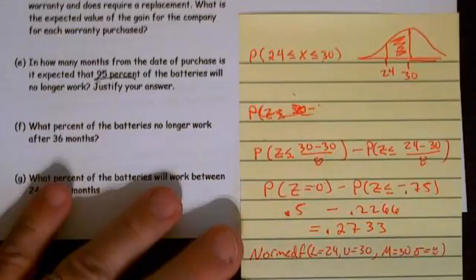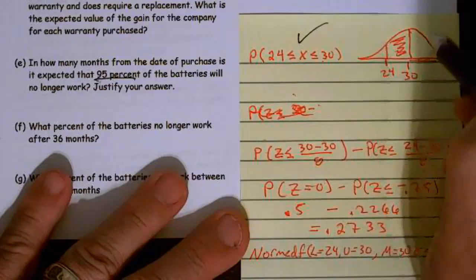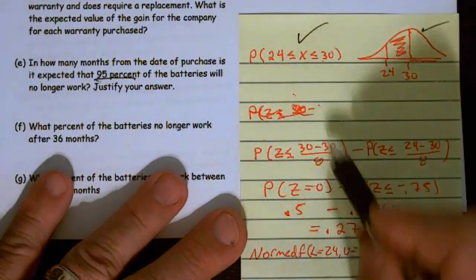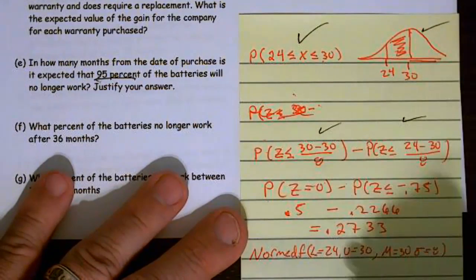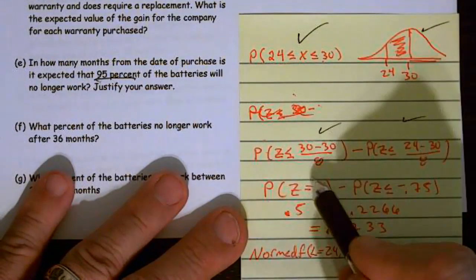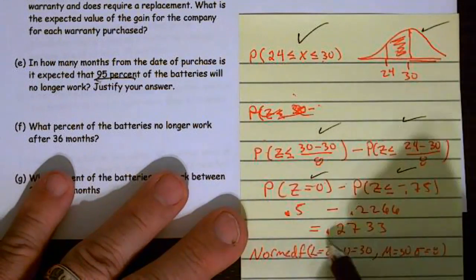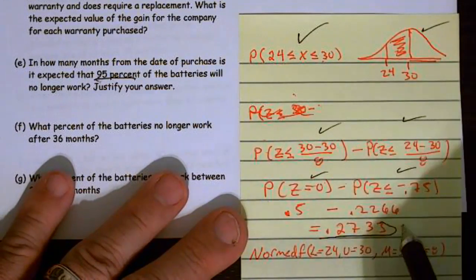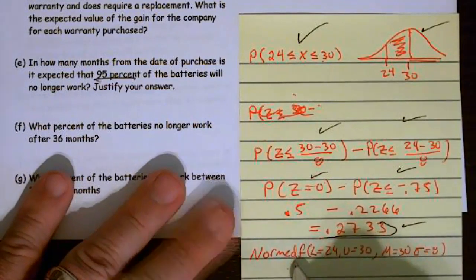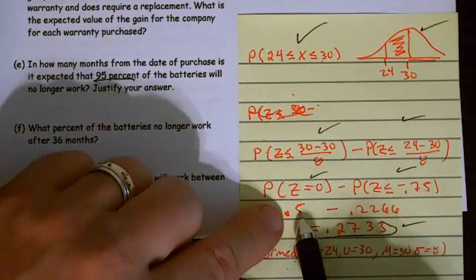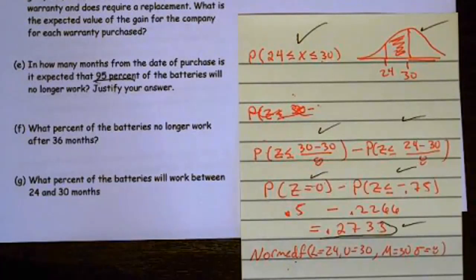To receive credit, I need the probability statement. I need to have my graph. I need to have both of the plugins. I need to have both of my z-scores, and I need to have this probability right here. And I need to have the norm CDF statement. The only thing that's optional are these two, but I highly recommend writing them down.